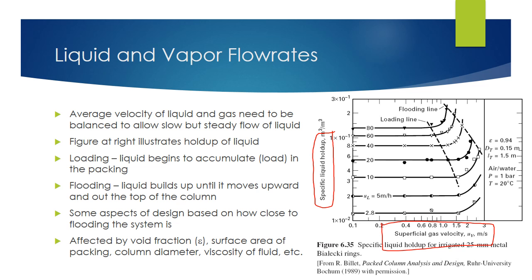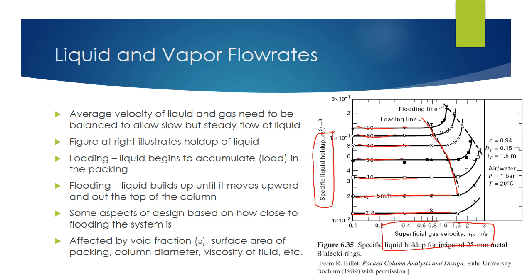And what you find here is that if you look at different liquid flow rates, and that's what's being illustrated here, these are different superficial liquid velocities. For example, 5 meters per hour, 2.8 meters per hour, 10, 20, 40, 60, 80. You basically see very little dependence of the liquid holdup on the superficial gas velocity up to a certain point. And that's because there's enough space available that the gas can flow up and the liquid can flow down, and there's no problem. But we can reach this point, which is called loading. And that's illustrated with this dashed line here.